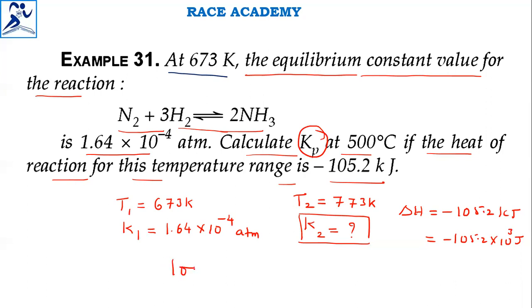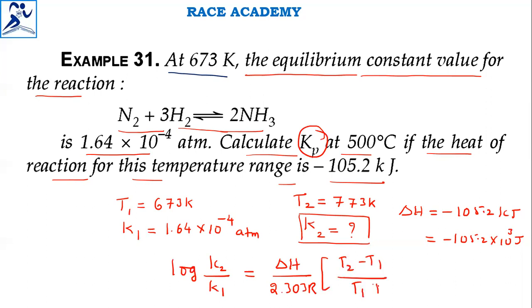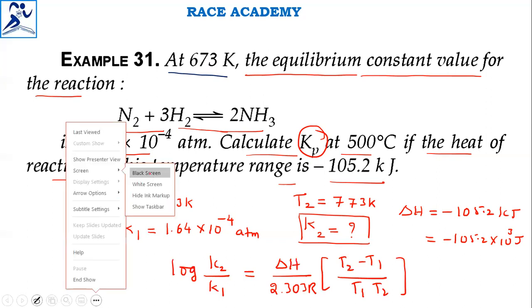That is log K2 by K1 equals delta H by 2.303 R into T2 minus T1 by T1 T2. So we will follow this expression to find the solution. This is the hint of this entire problem. Now we will see how it is solved, with the detailed calculation.